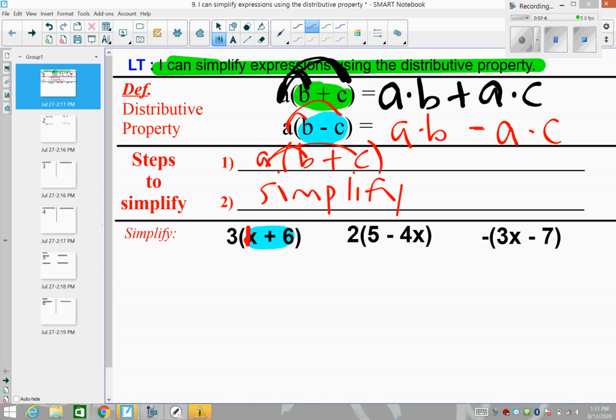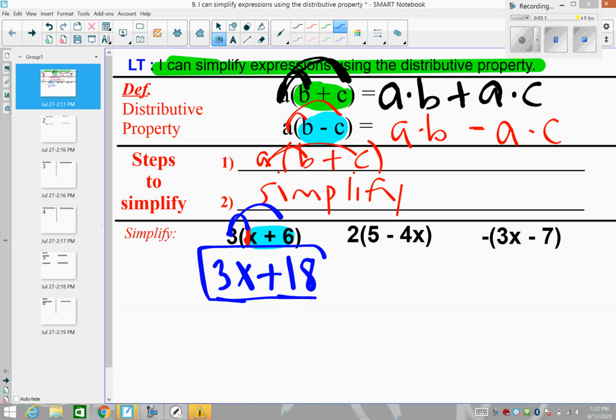Keep in mind there's a 1 sitting there. So we would take the 3, we multiply it to the 1, becomes 3. We reattach the x. The sign in the middle is add. We take the 3, we multiply it to the 6. So we multiply the number on the outside to each term on the inside. Now, simplify is the next step, but these are unlike terms, so we're unable to simplify. So as far as we can go for simplifying the expression is 3x plus 18. We can't go any further until we know what the value of x is.